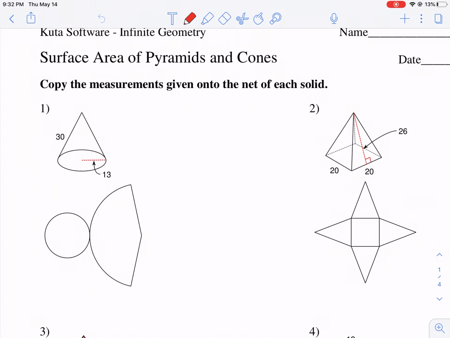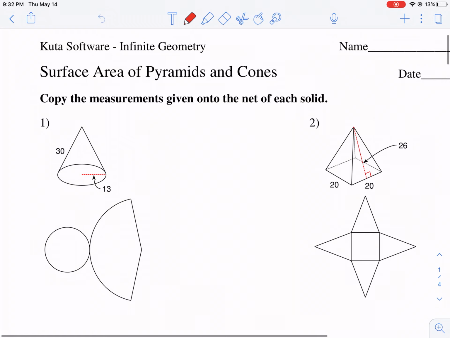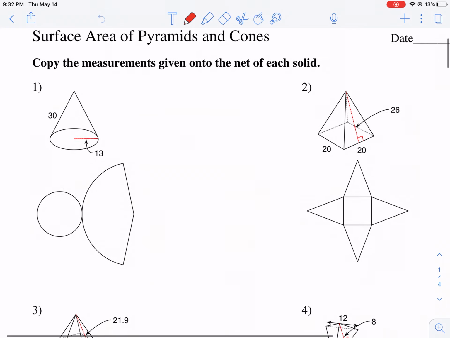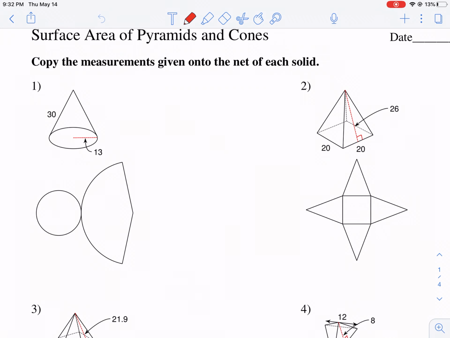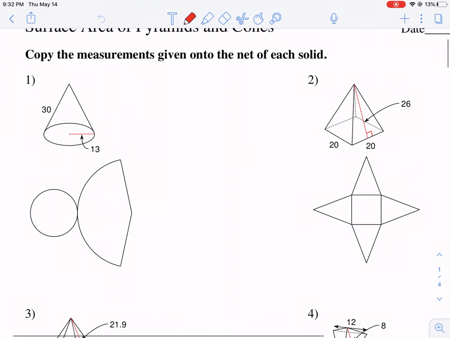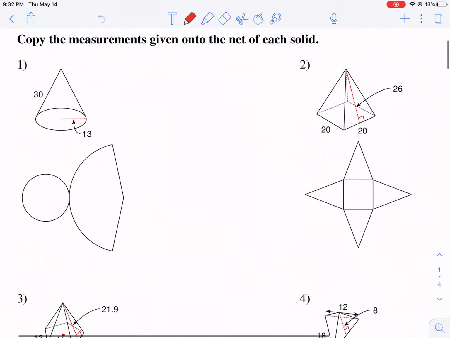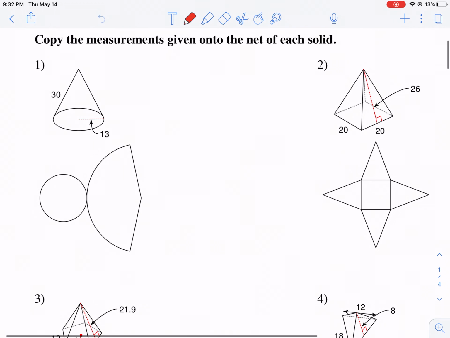Today we're going to be doing a Kuta Software worksheet tutorial for geometry on surface area of pyramids and cones. This is a follow-up of the prisms and cylinders, so now we're doing pyramids and cones. Cones and pyramids are different than cylinders and prisms because they only have one base. So you can see here, this cone only has one base, and this pyramid only has one base.